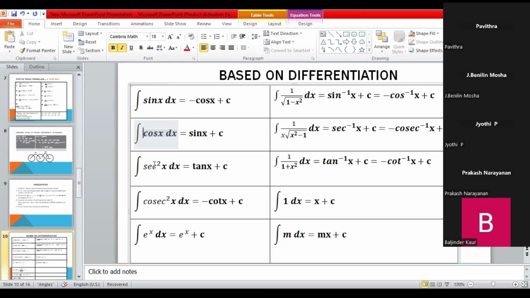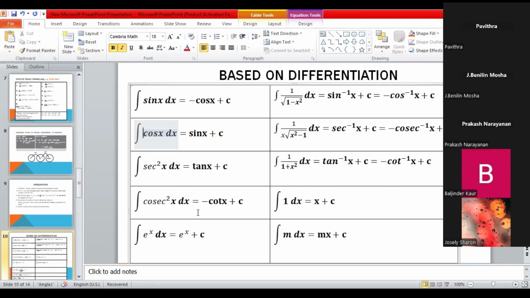sec square x is the differentiation of tan x. That is why its integration is tan x. So this is the first level where we have created the formula of integration based on differentiation.